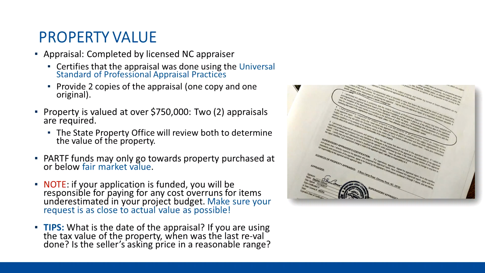If the property is valued at $750,000 or higher, 2 appraisals are required. In those cases, the state property office will review both of those appraisals to determine what the value of the property is that you will use for your application. Also note that on your cost estimates, remember, appraisals can be an eligible expense if you list them on your cost estimates.